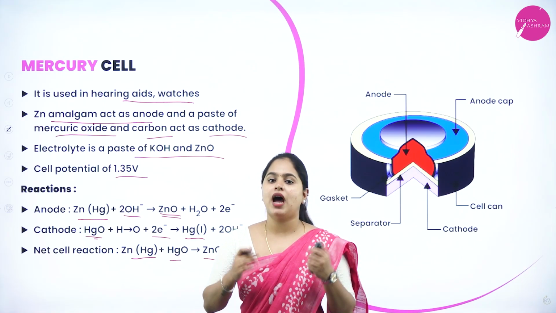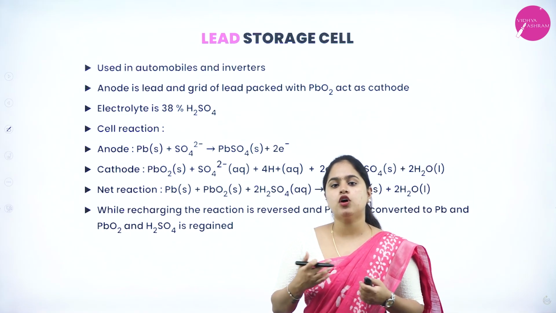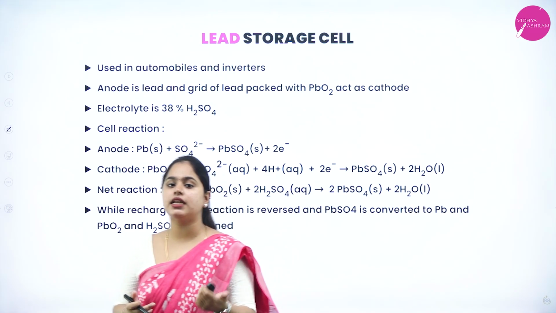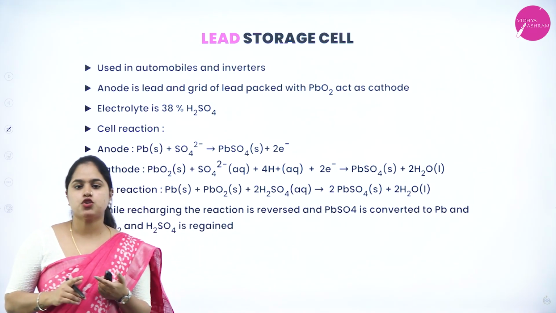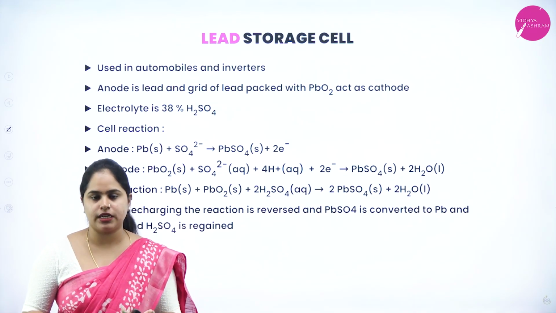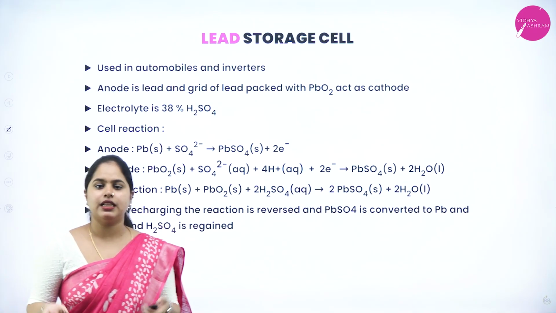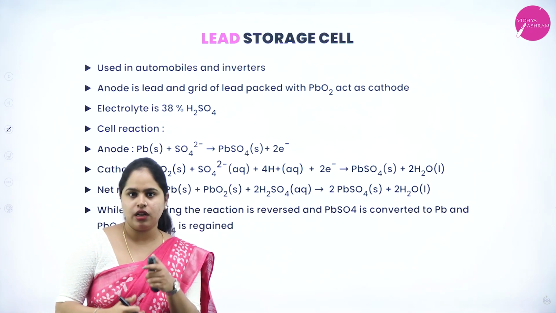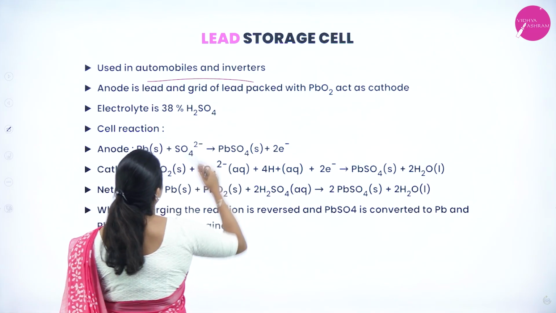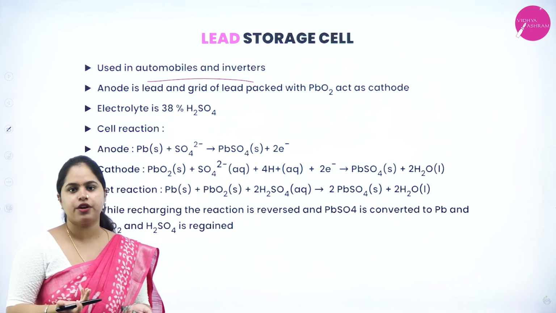I hope the anode, cathode, electrolyte and the cell reaction are clear. Now moving on to the next one, which is the lead storage cell, a secondary cell. The first two we studied, the dry cell and mercury cell, are examples of primary cells. The lead storage cell is a secondary cell, which means it can be recharged and reused. It is used in automobiles and inverters, so it must be rechargeable and reusable.